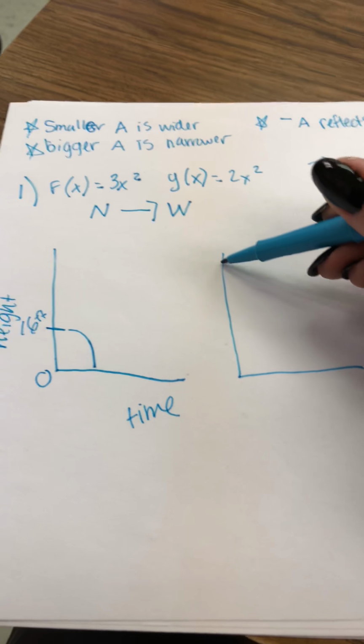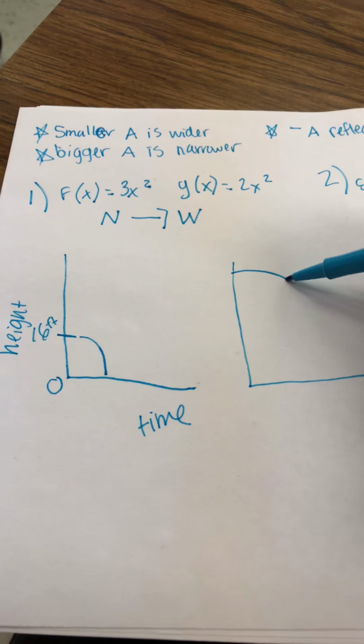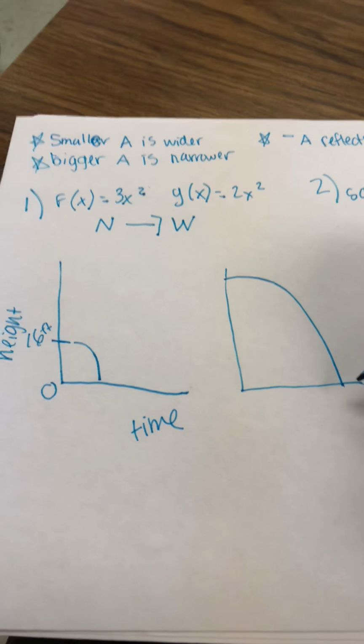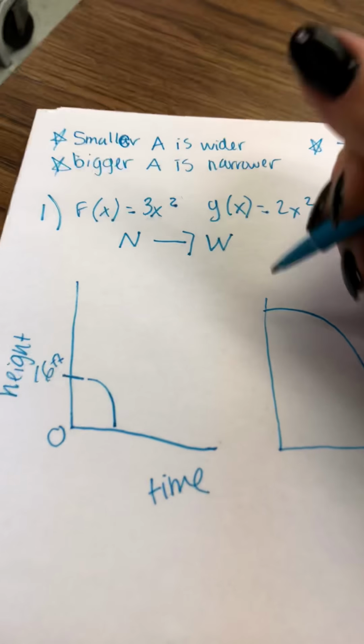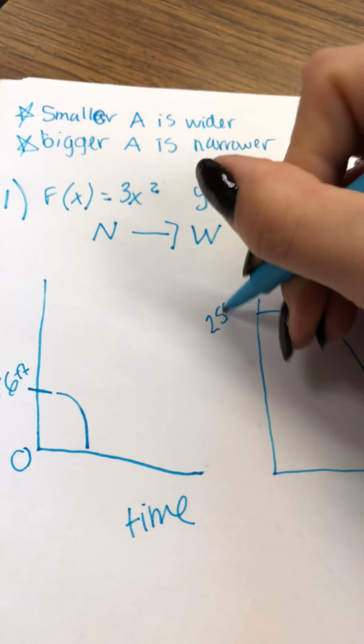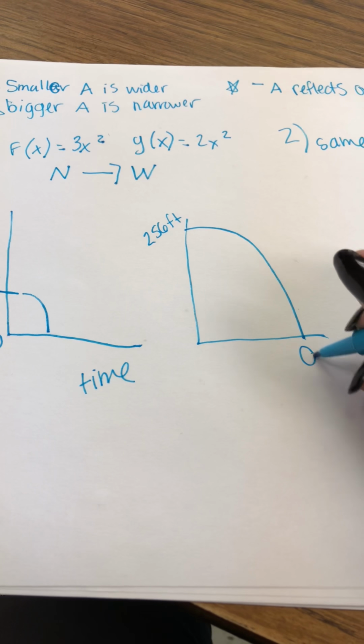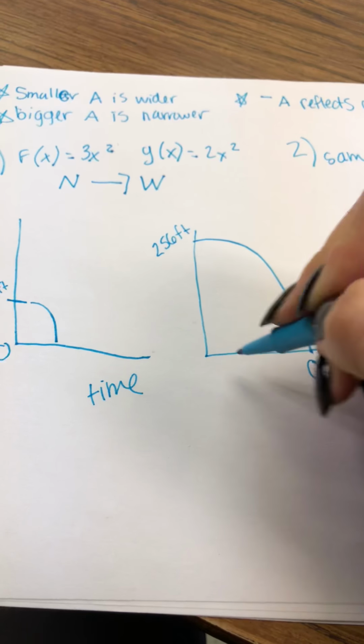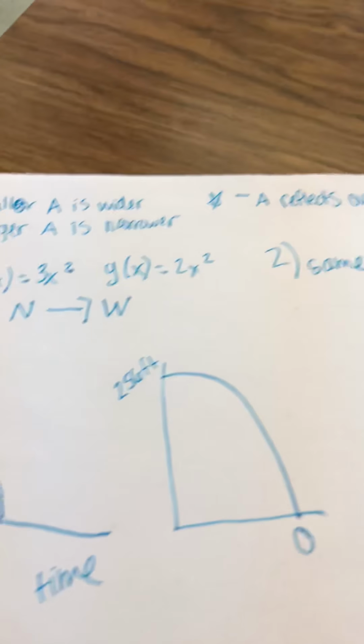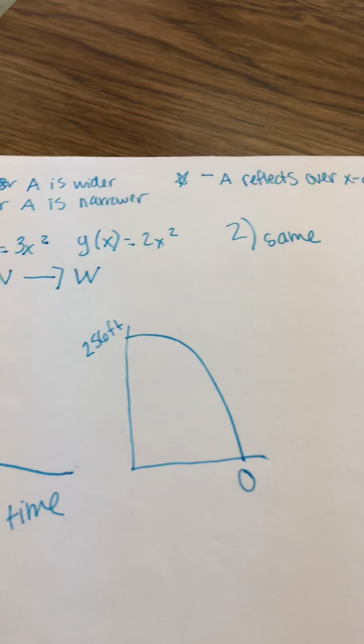Now, the other one would have a much higher point because they're being dropped. Here would be 256 feet. Again, it goes all the way until it hits the ground of 0, right here. Same axes, height and time.